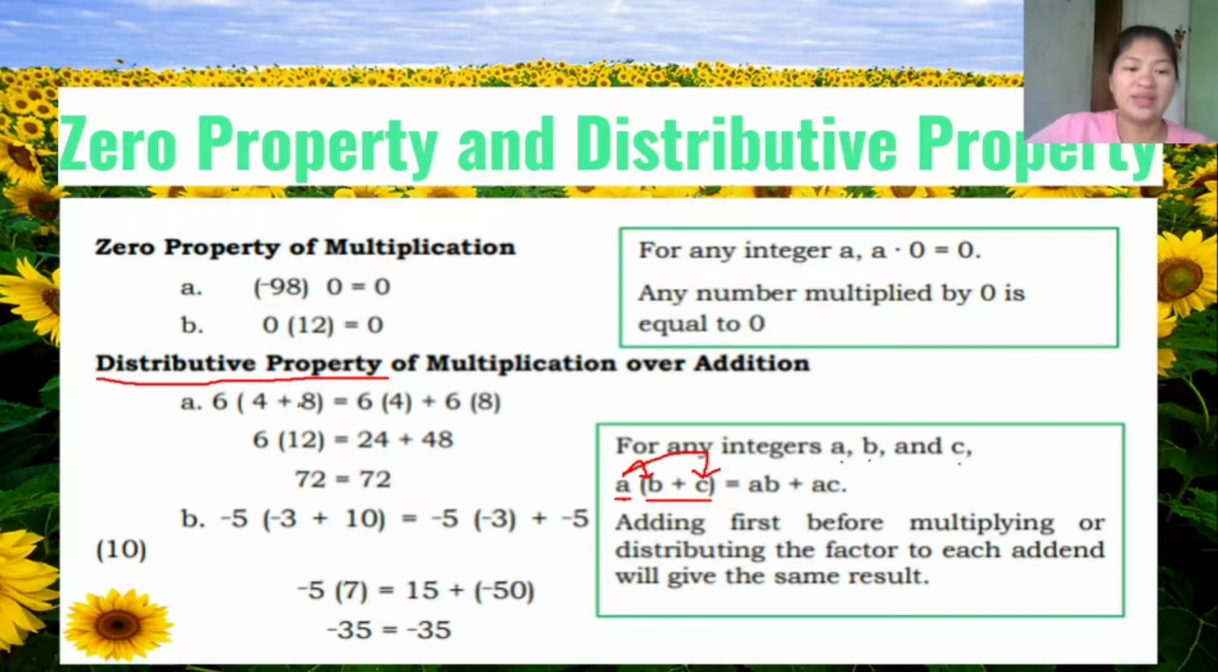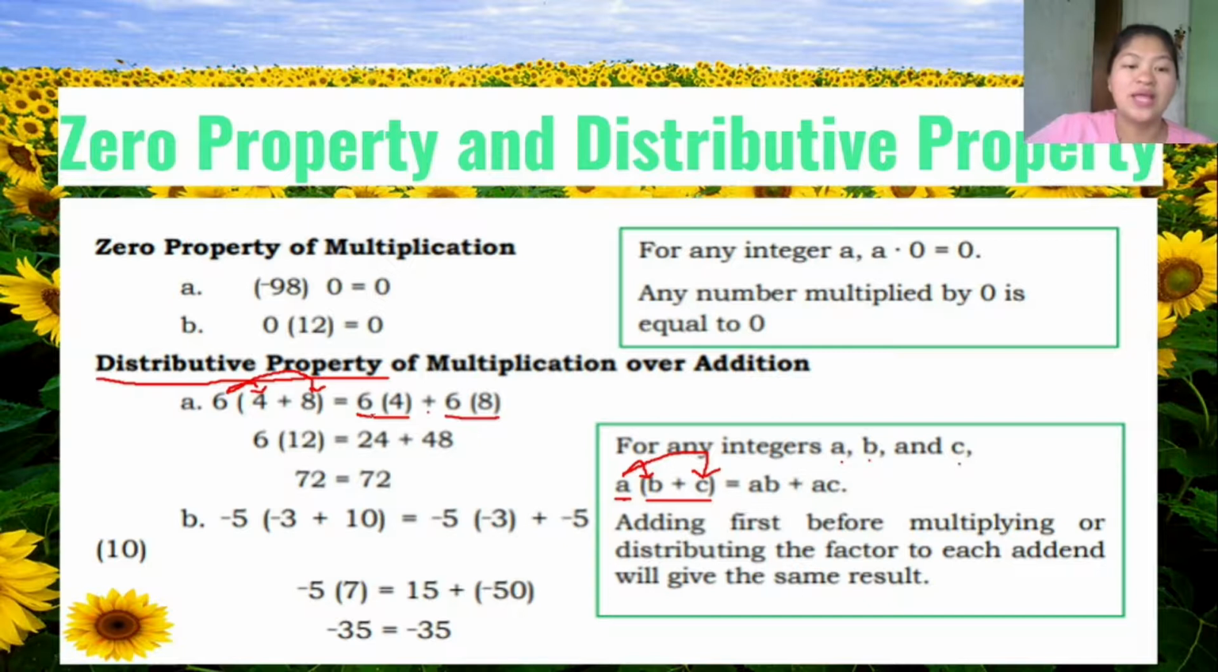Kapag daw po ginamit natin yung distributive property, ibig sabihin po nun, si 6, yung nasa labas ng parenthesis, ay imumultiply po natin isa-isa dun sa nasa loob. So, in this case, mauuna po yung 6 times 4. Ito po yon. Kopya lang po yung plus. And then, yung pangalawa naman po, 6 times 8. Ito naman po yon. Okay? Parehas lang daw po ang sagot na makukuha.